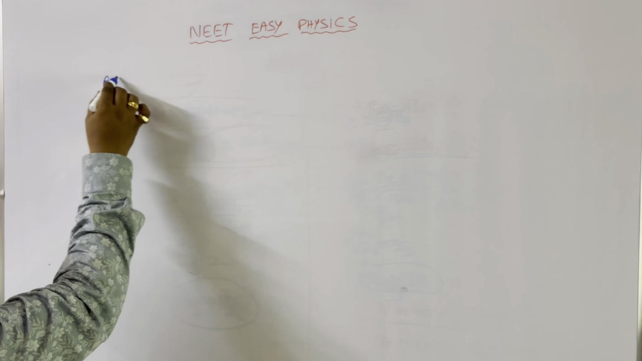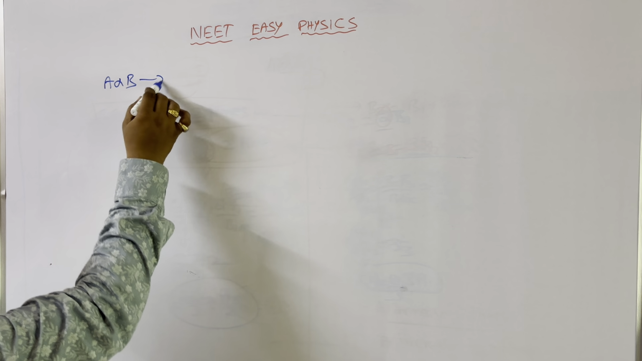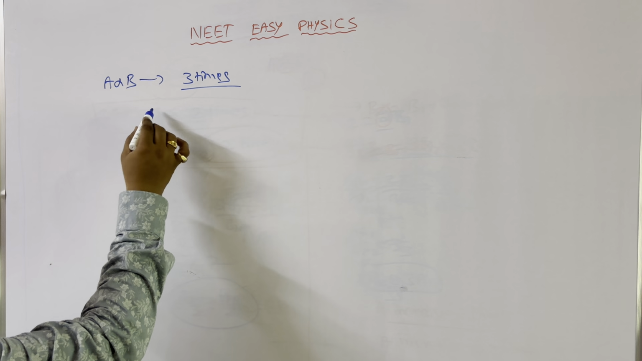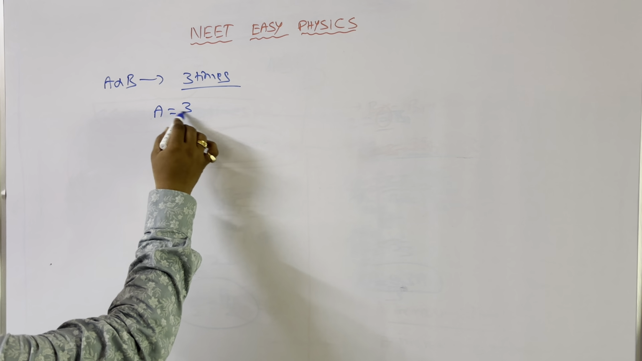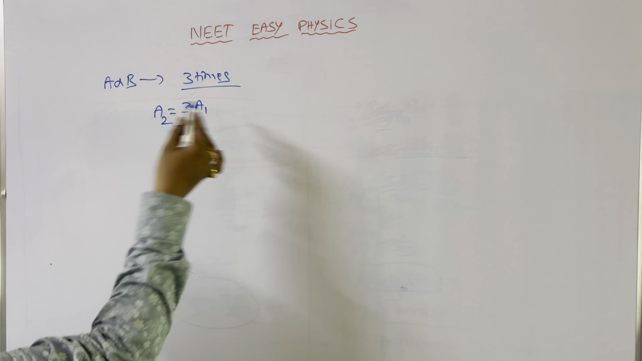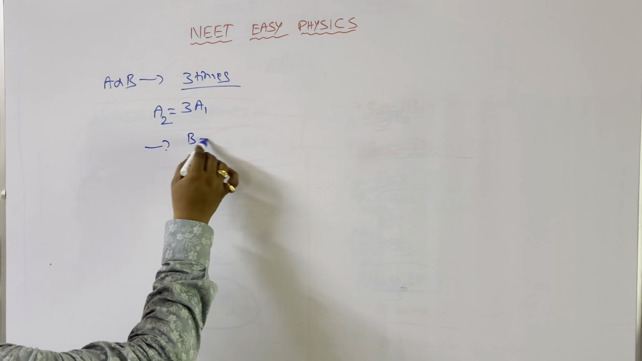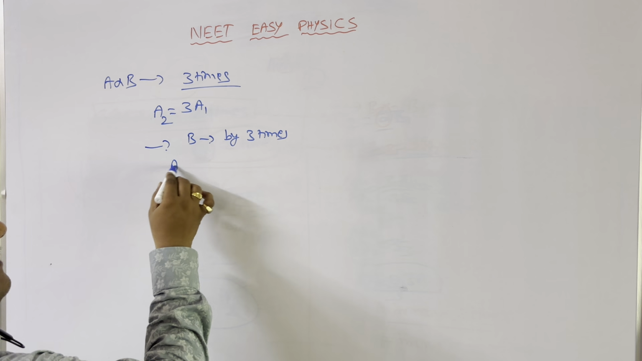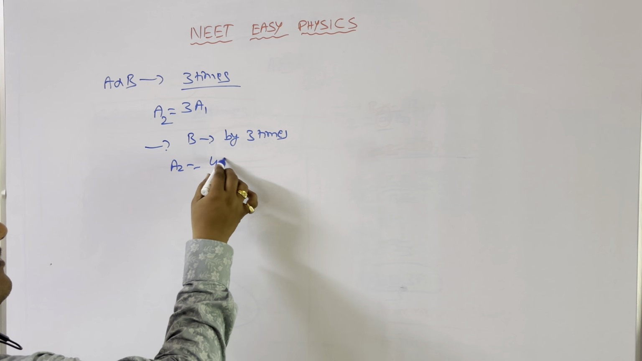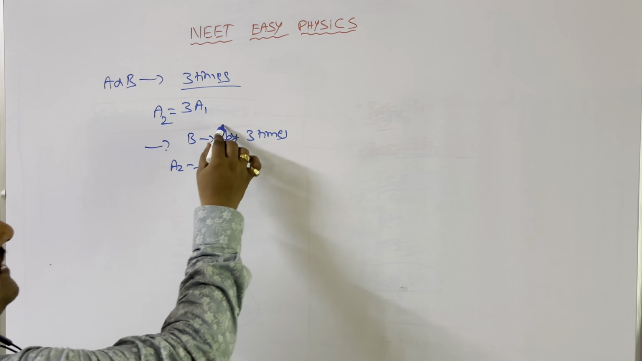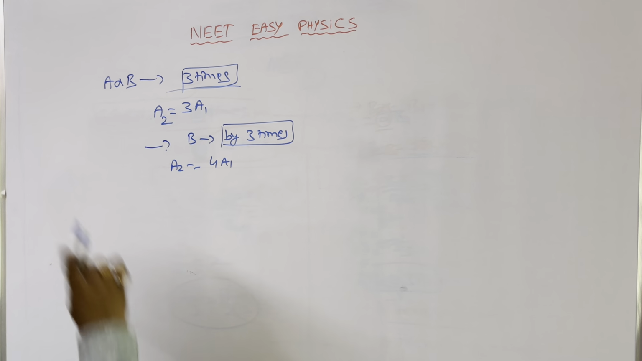In case A is directly proportional to B, B increases 3 times. What happens to A? A is also going to increase 3 times. Correct? Now B increases by 3 times. What happens for A? A2 is going to be 4A. So now A is going to increase 4 times. This is the difference between increases by 3 times and increases 3 times.